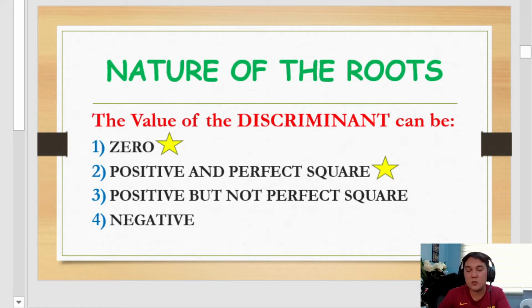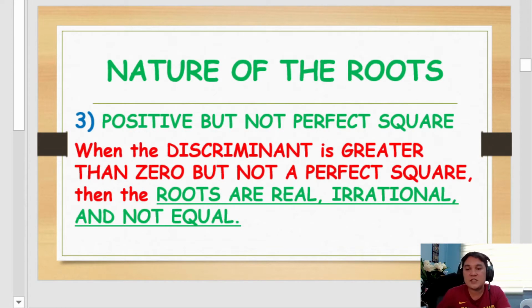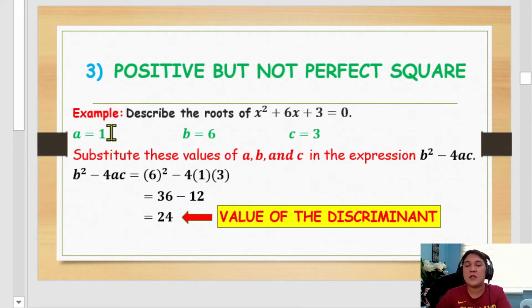In this video, I'm going to discuss numbers 3 and 4. Number 3, positive but not perfect square. When the discriminant is greater than 0 but not a perfect square, then the roots are real, irrational, and not equal. Let us have an example. Describe the roots of x squared plus 6x plus 3 is equal to 0.